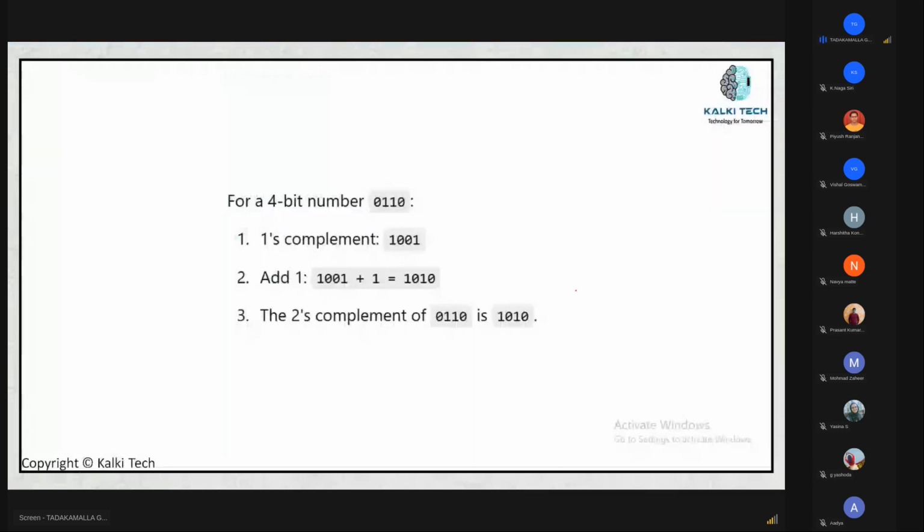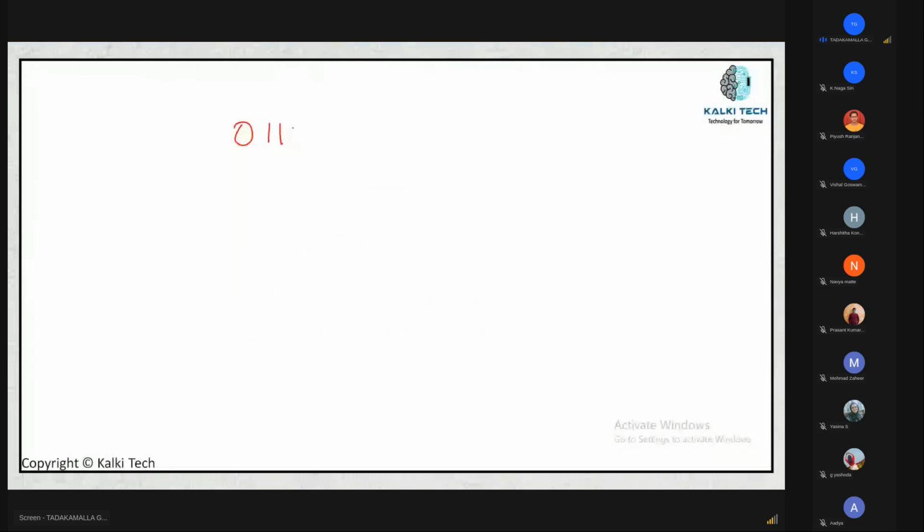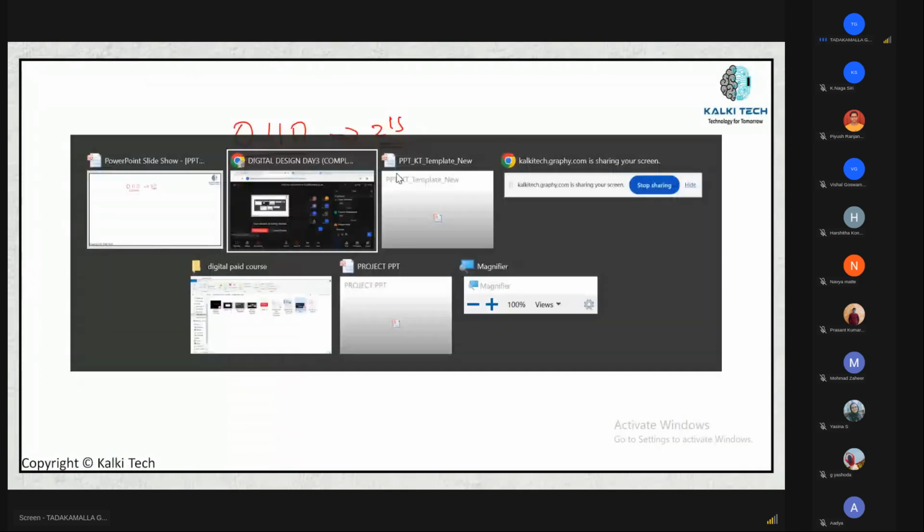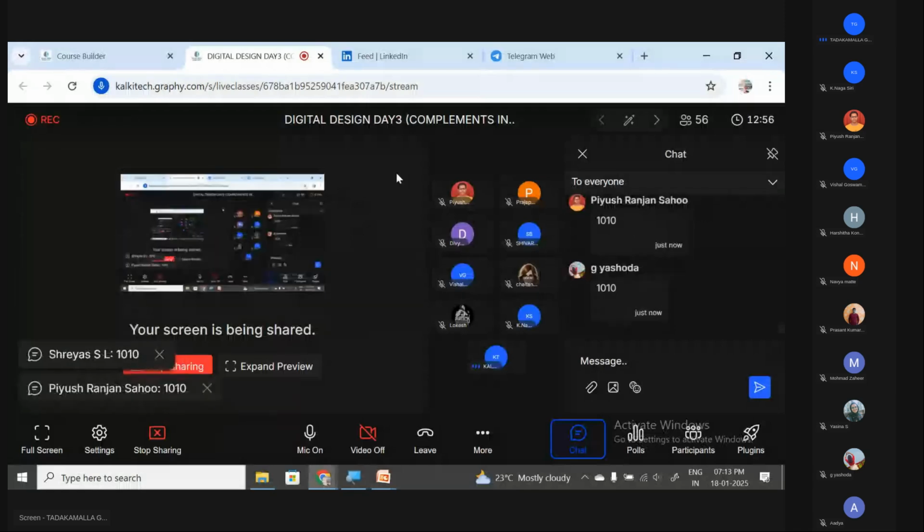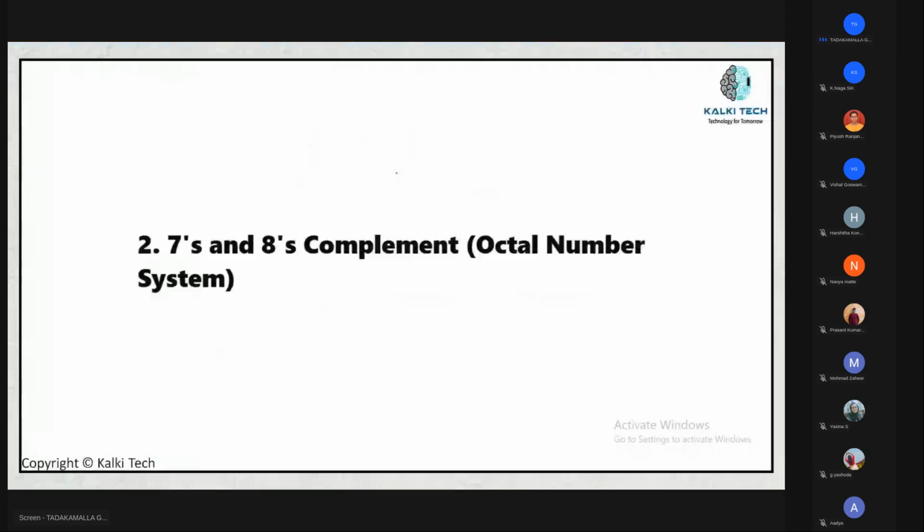Let's say we have 0 1 1 0. If we want to perform 2's complement on this number, then what will be our answer? My question is 0 1 1 0. If I want to perform 2's complement on this number, then what is my answer? Yes. Right? Yes, correct.